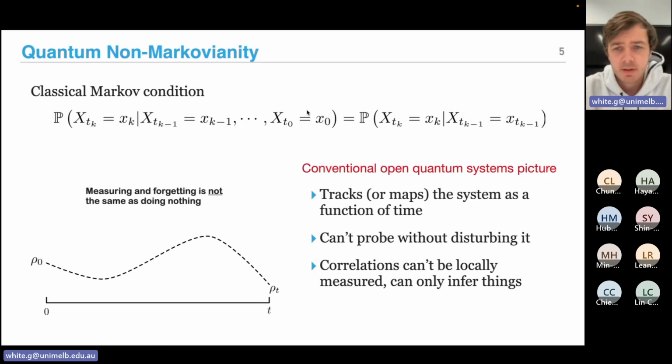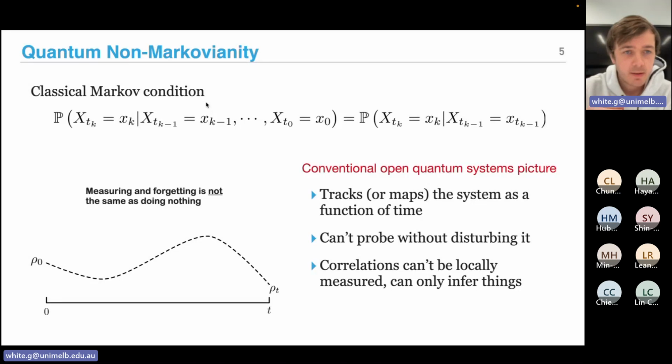And one way to think about doing this is with the conventional open systems picture, which tracks the state of the system as a function of time. And you might wonder whether you can say, is the state of my system as a function of time, does it depend on the state at different times, or does it only depend on the state at the previous time? But there's a flaw in the thinking in this sense, because this classical condition comes with the implicit assumption that you can measure the system without affecting its future evolution.